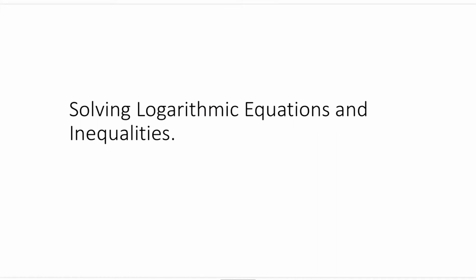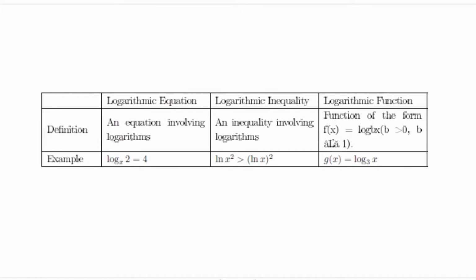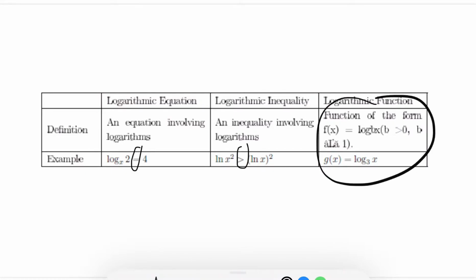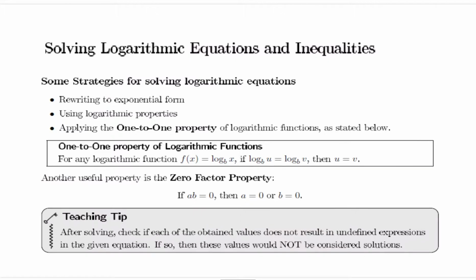So good morning everyone. Our topic for today is on solving logarithmic equations and inequalities. So what are the differences between the three? Of course, a logarithmic equation involves an equation involving logarithms, so the symbol is an equal sign. For a logarithmic inequality, it involves inequalities. Then logarithmic functions, if it satisfies the definition, it's a function.